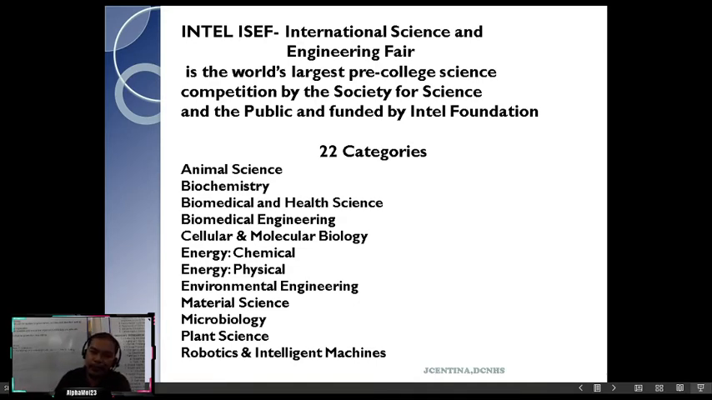There are 22 categories: animal science, biochemistry, biomedical and health science, biomedical engineering, cellular and molecular biology, energy, chemical and physical, environmental engineering, and material science, microbiology, plant science, and of course robotics and intelligent machines.